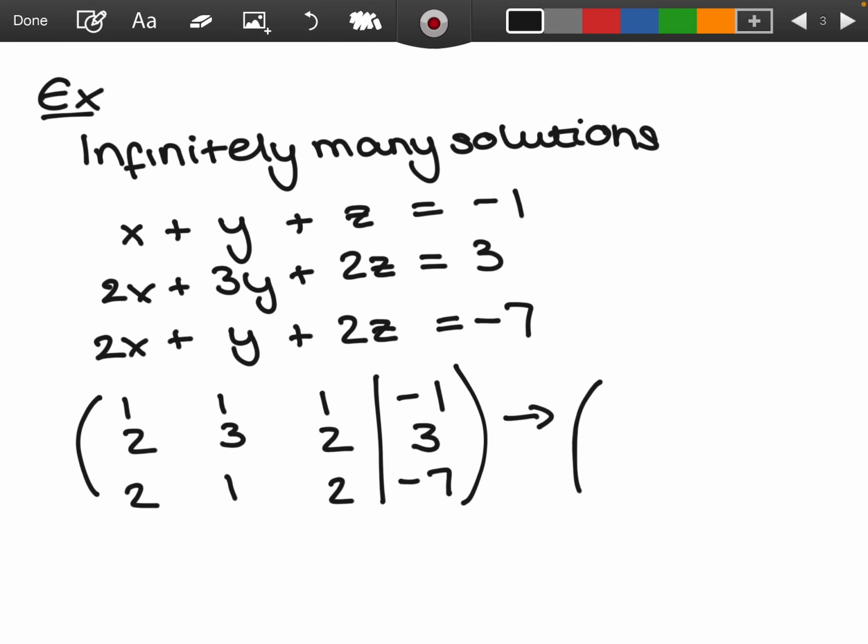So we're good there. Now I need to make the elements below it 0, so you're going to do row 2 minus 2 times row 1, and you're going to do row 3 minus 2 times row 1 to make both of these 2's into zeros. If I do that, you can go through this with the Gauss-Jordan method. You should get this as your matrix.